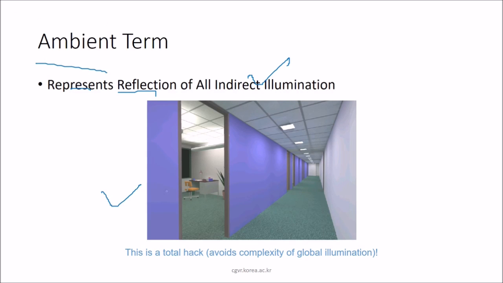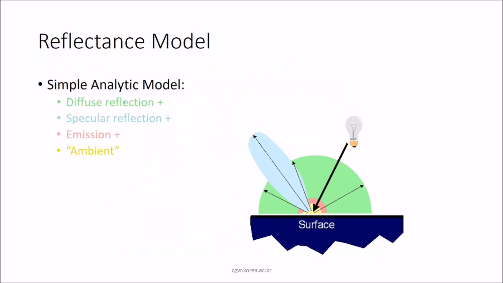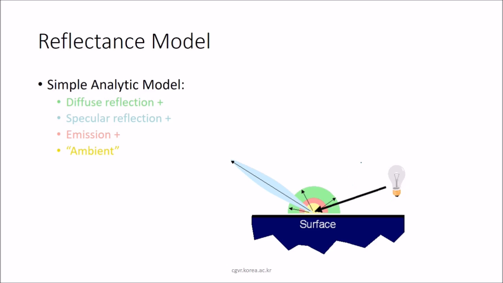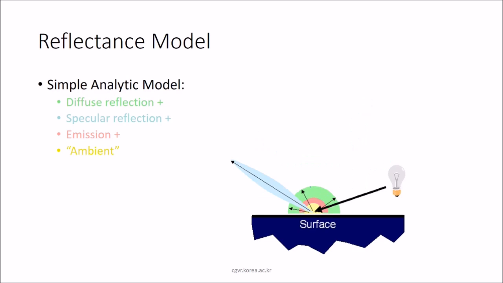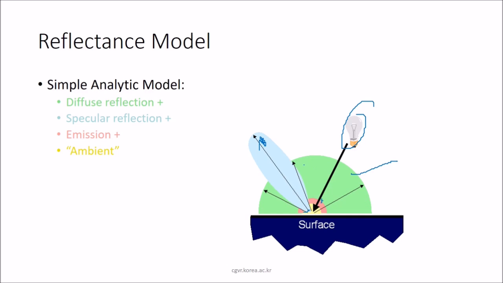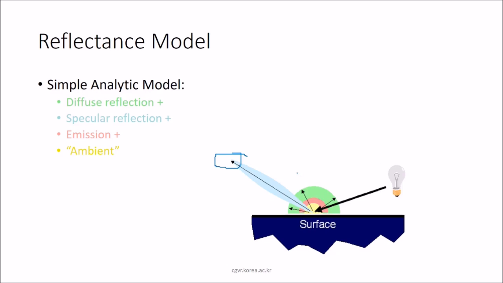This is the total. That means it avoids the complexity of global illumination. So these are the four things. This green is your diffuse reflection. This one is your specular reflection. This is your emission, and of course this is your ambient. Okay, and if you just change the light position, you'll see that these values will change. It is more of a specular reflection rather than the previous one, which was more of a diffuse reflection.